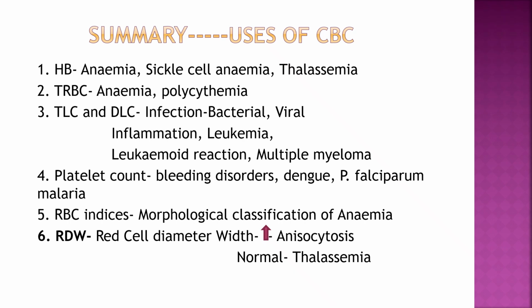Then RBC indices help in the morphological classification of anemia, whether microcytic or macrocytic. Microcytic can be seen in iron deficiency anemia, sickle cell anemia, thalassemia. Macrocytic can be seen in megaloblastic anemia, hemolytic anemia. Then RDW, that is red cell distribution width, is an important parameter that can be calculated only by the automated cell counter. If it is increased, it is seen in anisocytosis; in thalassemia it is normal. So these are the uses of the complete blood cell count.